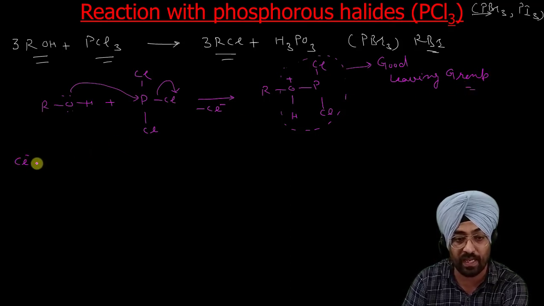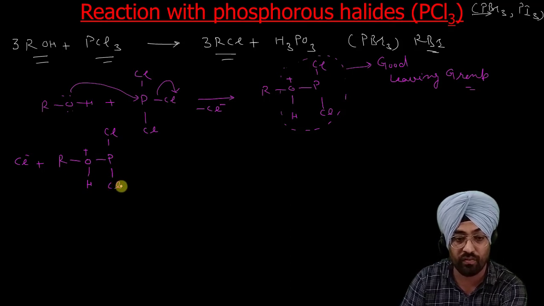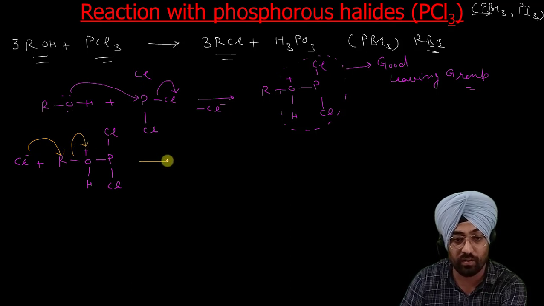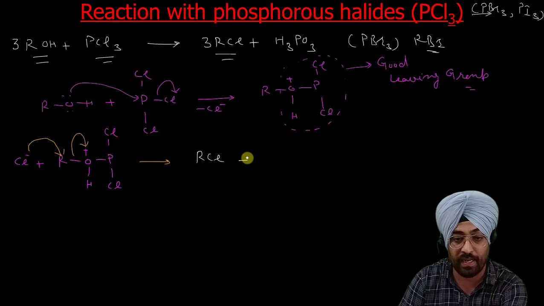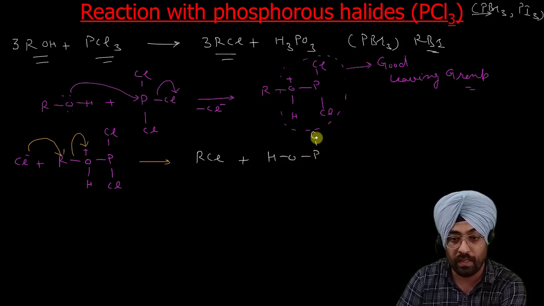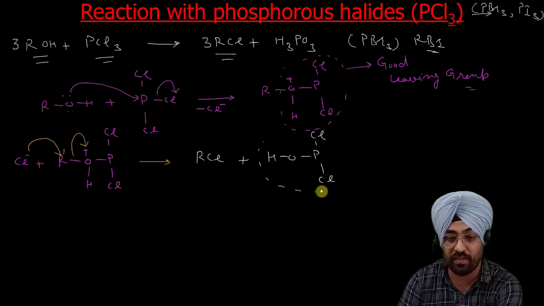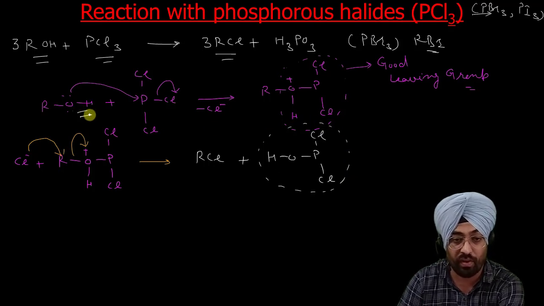So in the next step, what happens? This Cl negative attacks this ROH positive PCl2. In this way, this Cl goes here. So you get RCl, this alkyl halide, plus HOPCl2.